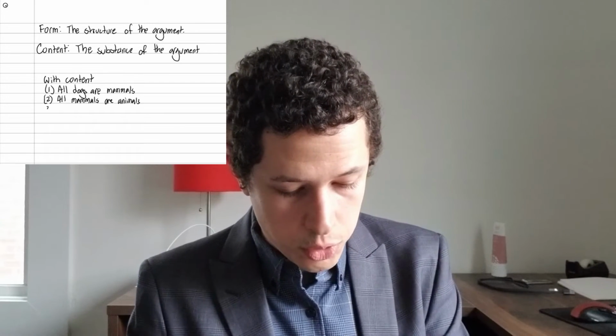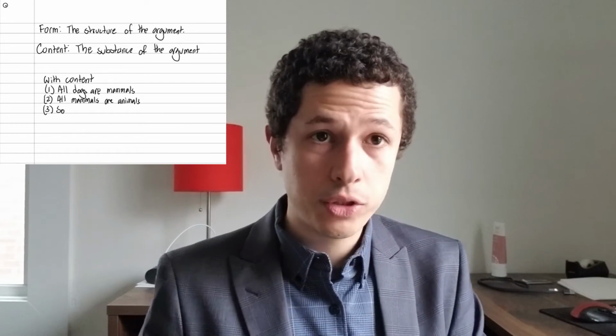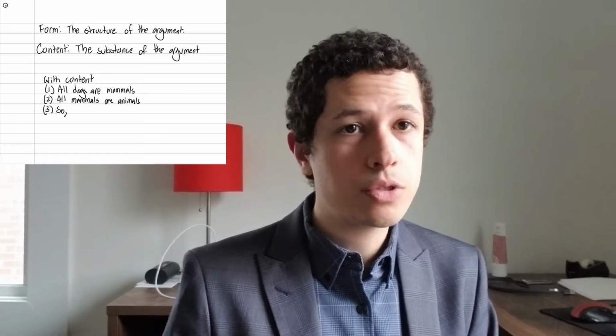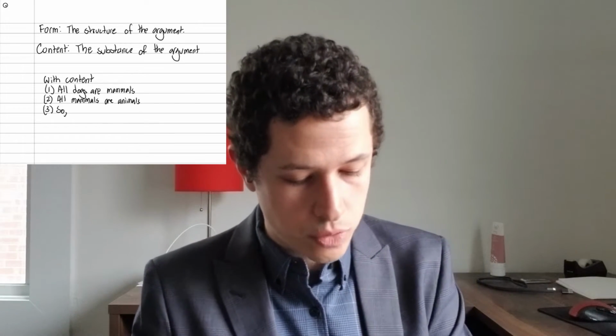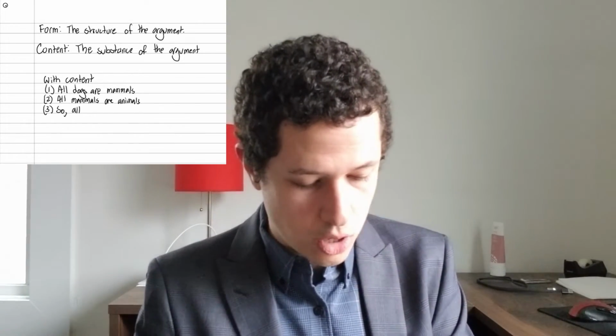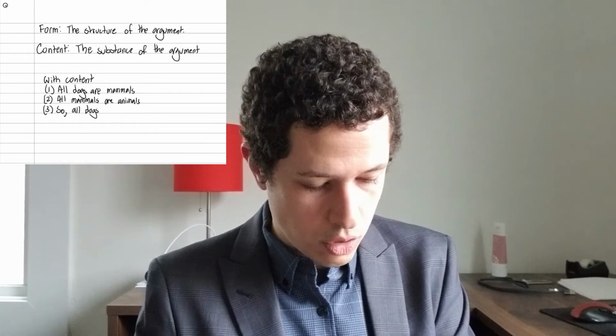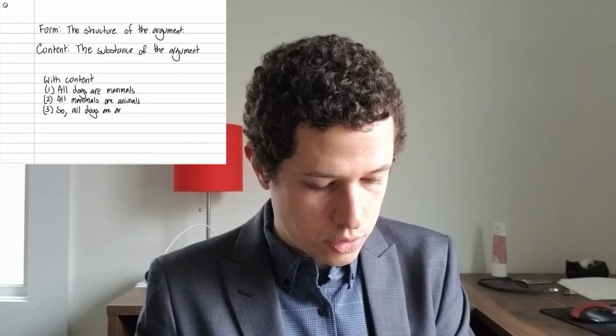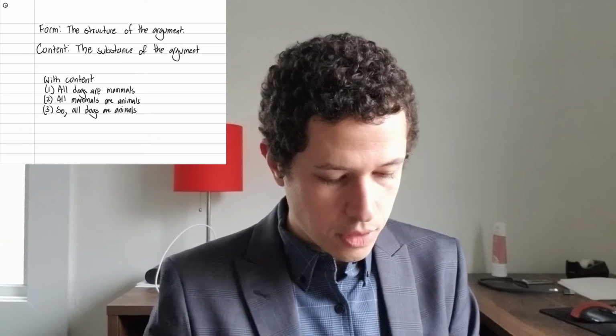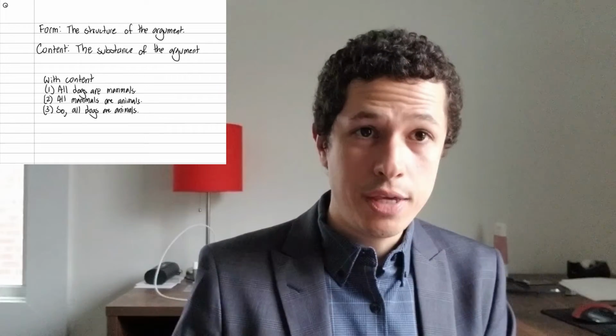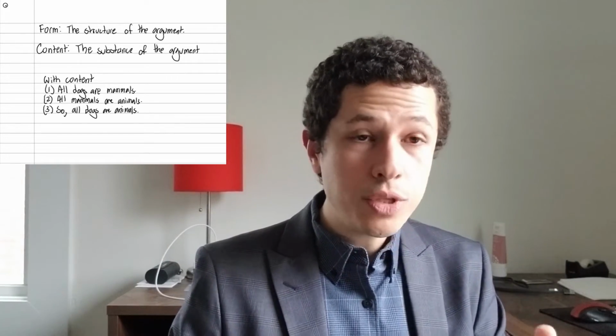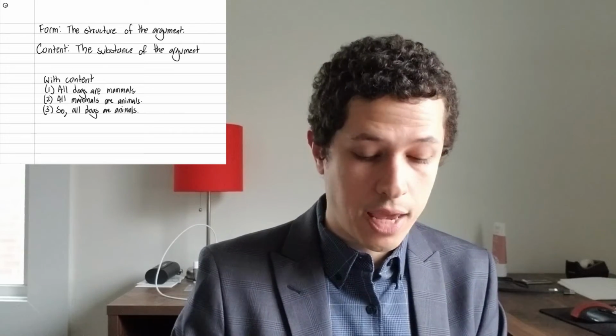And what follows from both of these, right? So if all dogs are mammals and all mammals are animals, then it just follows that all dogs are animals, right? So all dogs are animals. Simple, straightforward, easy, right? Okay, so this is the argument with content.